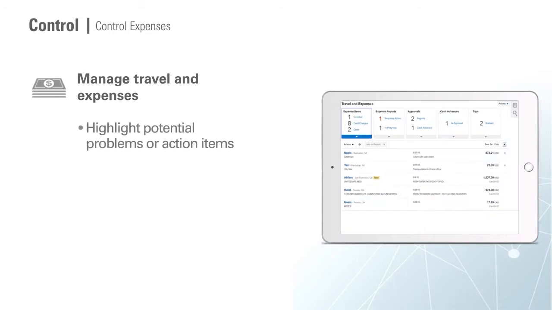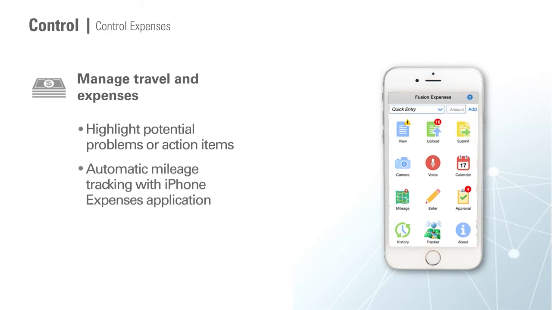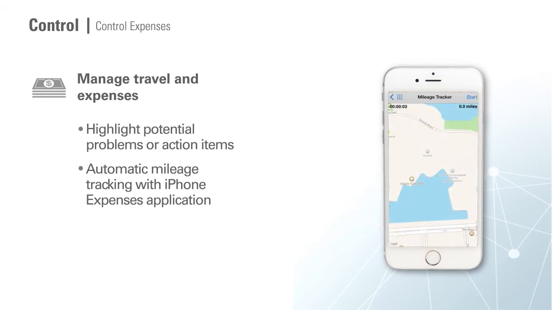The simplified user experience for expenses provides a clear overview of the status of your expense items, reports, cash advances, trips, and items that require your action, each with a corresponding detailed view displayed below. The mobile expense application makes it easier to track travel distance and automatically create a mileage expense. The mileage tracker keeps track of your route, pauses when you stop, and when your trip is complete, you simply click the stop button and the application automatically calculates the mileage.